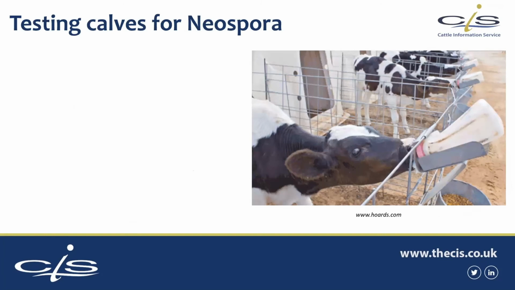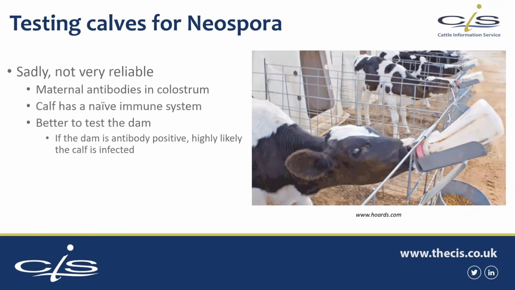So one question we often get asked is, okay, so these calves are infected in utero, so surely I can test the calves for Neospora to see if they've got it, and then we can manage them from there on in. So that vertical transmission is extremely efficient. So well over 90% of the calves from Neospora positive dams will have Neospora. And so the testing of calves for Neospora itself is not very reliable.